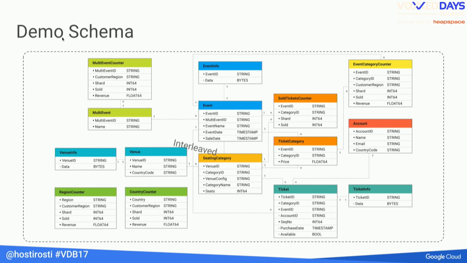Now it's obvious that it's really important that you don't sell a ticket twice or that you charge a customer twice. So you want to have a system that is globally consistent and that is transactional.